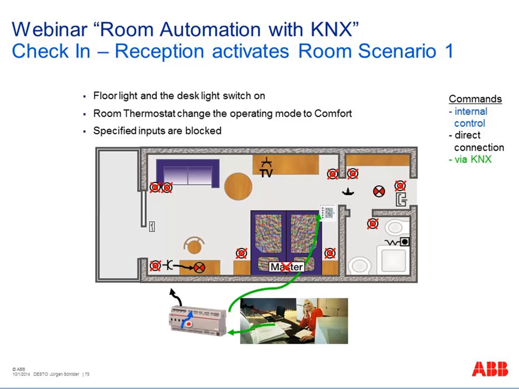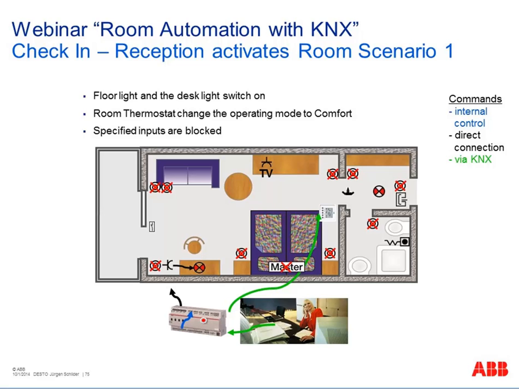So the room master can do more things inside our room scenario. He blocked all other inputs, our binary inputs. So now when the guest comes inside his room and he does not insert his keycard reader, he can press the buttons like he wants, but all other inputs are blocked. So really he has to insert his keycard, and then we call another scenario.